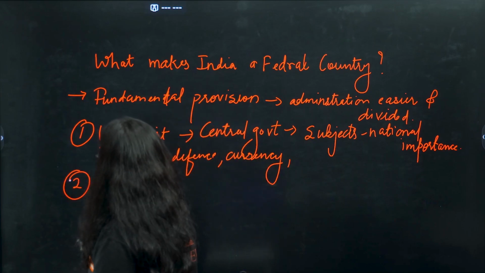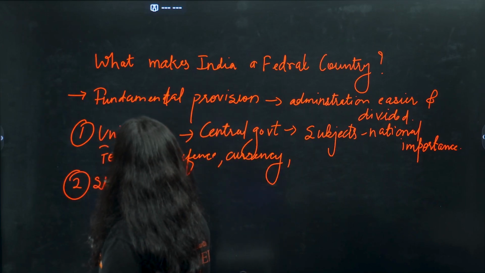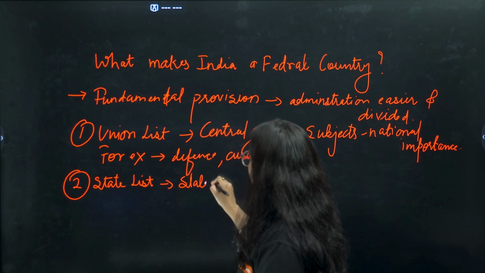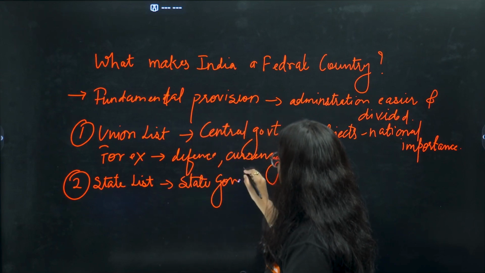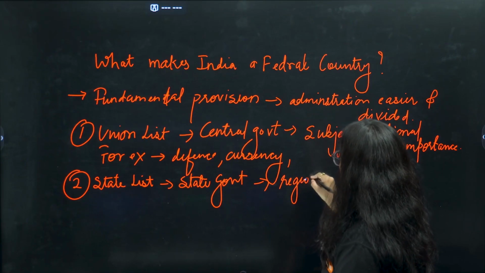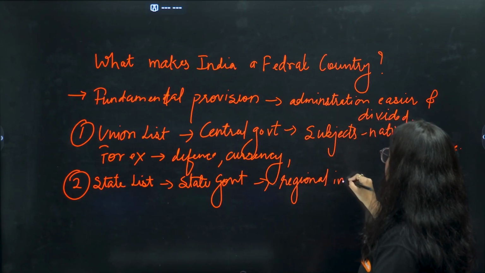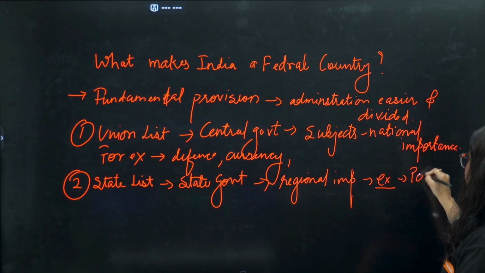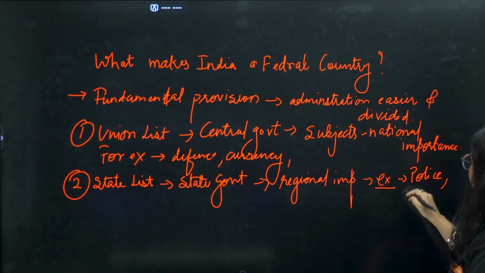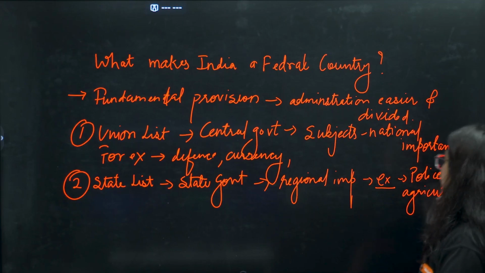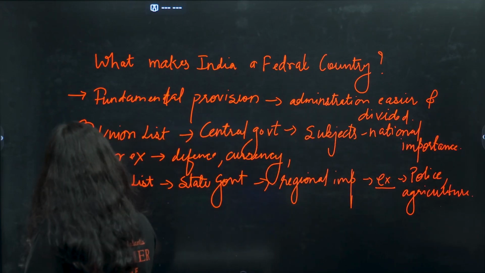Moving to the second one, that is the state list. Who makes the law? The state government makes the law. See how shortly I am writing everything. What are the subjects? Subjects are of regional importance. Example, police, agriculture, irrigation, etc.